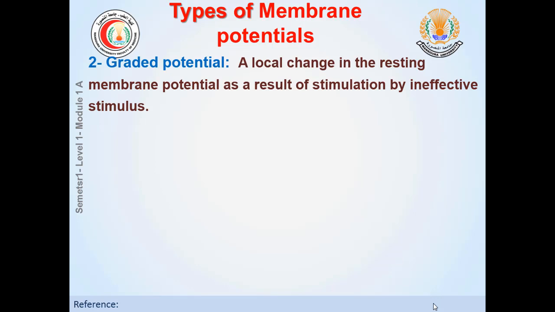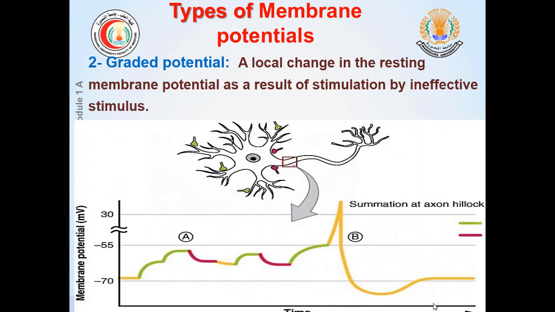The second type of membrane potential is graded potential, which is a local change in resting membrane potential as a result of stimulation by an effective stimulus. This is a graded potential. It does not reach the firing level, which produces an action potential.